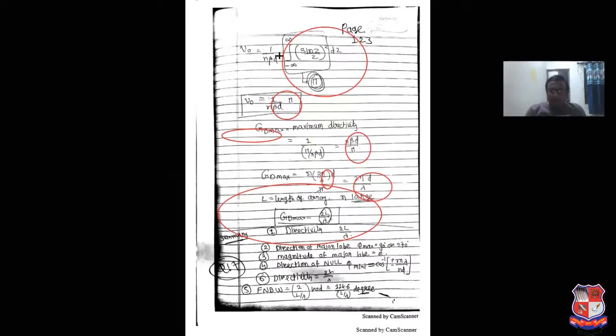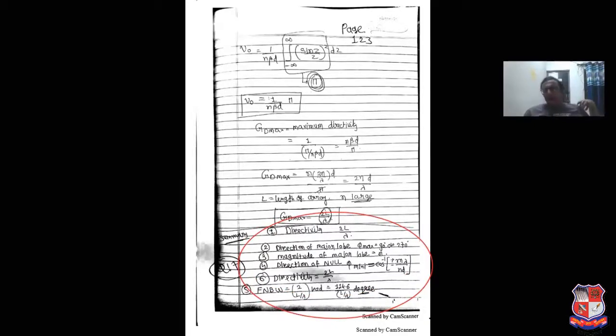So this is the equation of the broadside array. Directivity is 2L by lambda. Direction of major lobe is equal to 90 degree or 270 degree. Magnitude of major lobe equal to n. Direction of null can be presented as cos inverse plus or minus m lambda upon nd. Directivity equal to 2L by lambda, and first null beamwidth equal to 114.6 divided by L by lambda. So it is the property, or we can say mathematical equation.